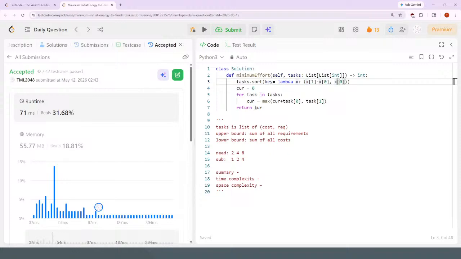Could I have done this without sorting, I guess? How would I have done this without sorting?